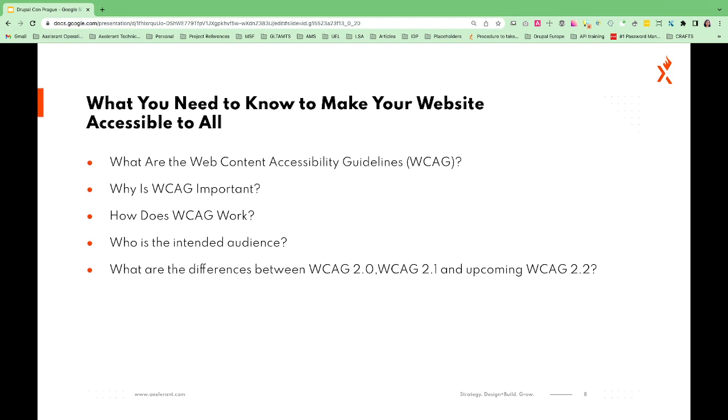Another person is having multiple injuries in the arms and hands, so he's not able to use the mouse. How will he be using the websites which we are building? How can they use assistive technologies with the keyboard, or how can we use the voiceover to go through the websites? That is how we need to consider this when we are going for it.